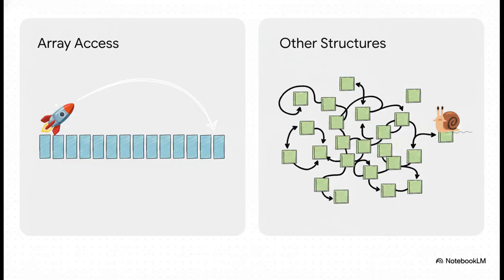And this is the game changer. For an array, getting the 1,000th element is just as fast as getting the very first one. We call that constant time access. Other data structures might have to walk through a long chain of items to find what they're looking for, getting slower and slower as they get bigger. Arrays? Nope. Same speed, every time.